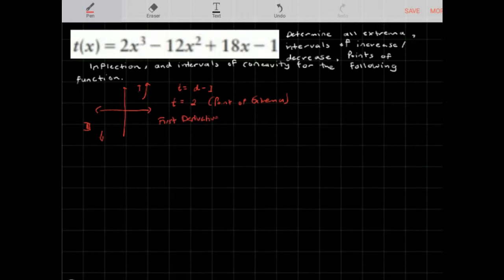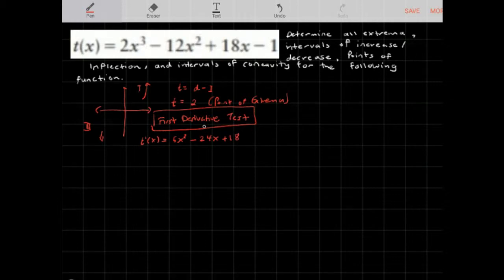The first derivative test will help us to gain some insight into these points of extrema, but also intervals of increase and decrease. Using the first derivative test, I'm going to find the first derivative. T prime of x is equal to 6x squared minus 24x plus 18.